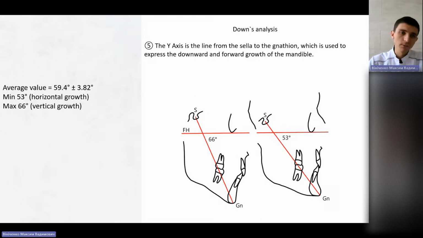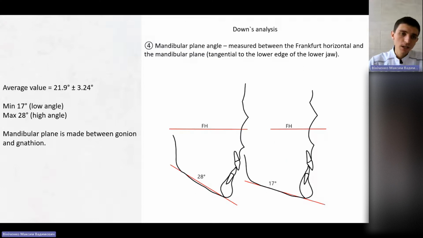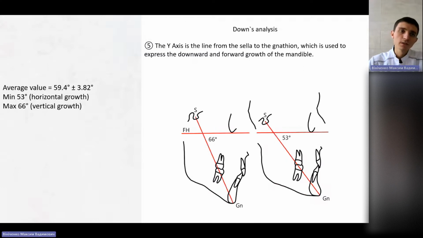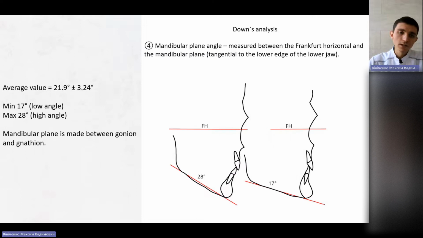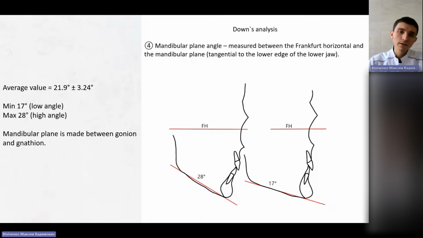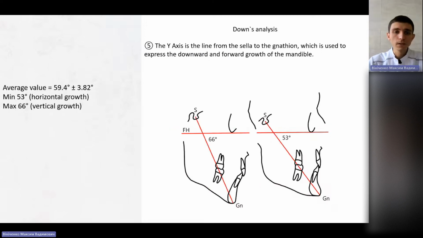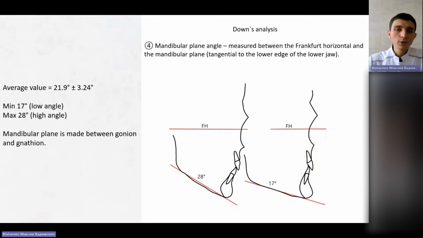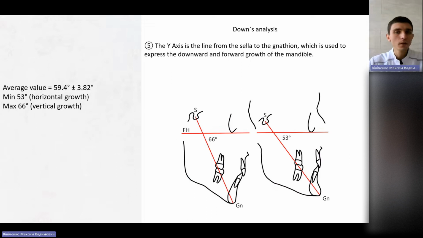If the patient, for example, has a high angle of 28 and the value of the y-axis is more than 66, we say that this patient has a high angle and a tendency of vertical growth. So this FMA could even increase. And if we treat our patient incorrectly, we could increase this angle much more and the patient will have a problem with TMJ.